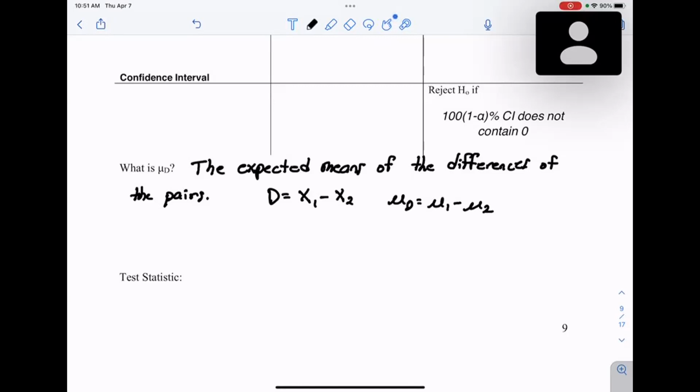So instead of treating it as two different samples and then looking at the difference between them, we're treating it as one. And we're just running a one sample t-test on the column of differences. And we're seeing whether or not that expected mean is going to be equal to 0 versus the alternative.